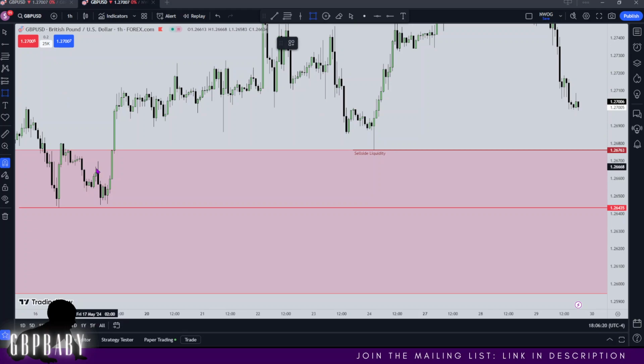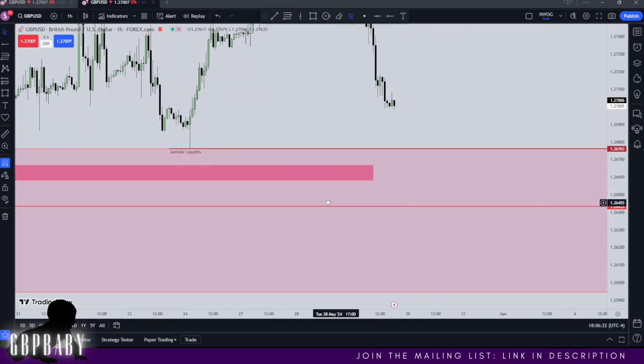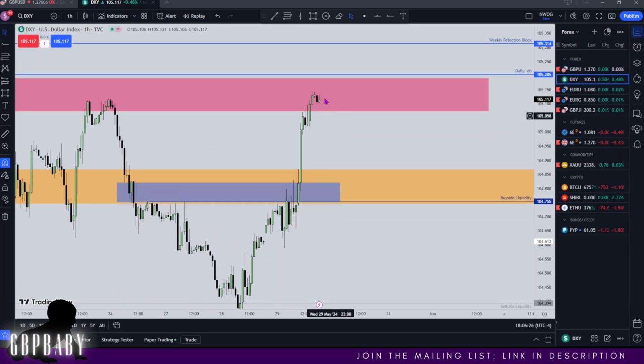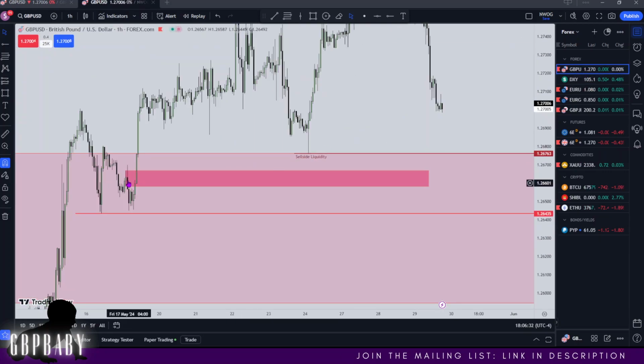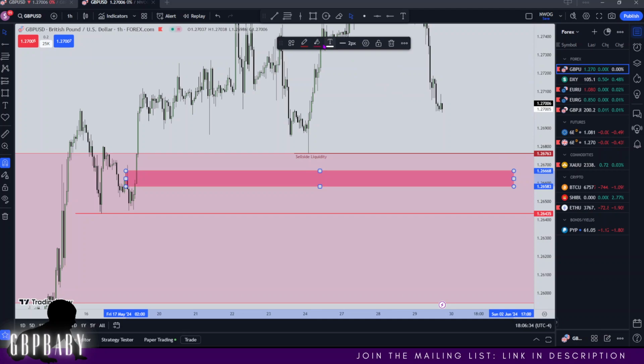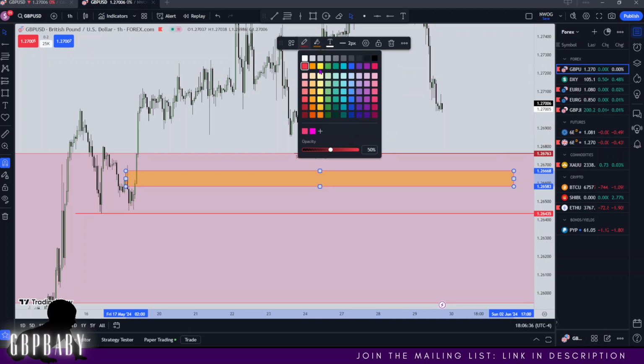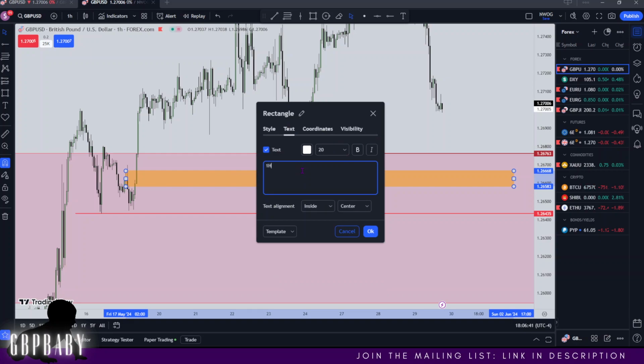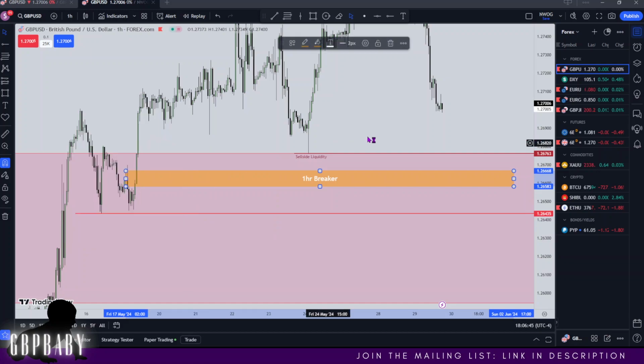So I'll pay close attention to this breaker, because let's say that price does get down here, and then let's say that dollar does manage to trade up into that bearish order block. If dollar wants to reverse, it's going to key off the bearish order block. GBP will be okay to then key off this breaker. So I'm going to get this marked out. We'll make this orange, and we'll call it a 1 hour breaker.